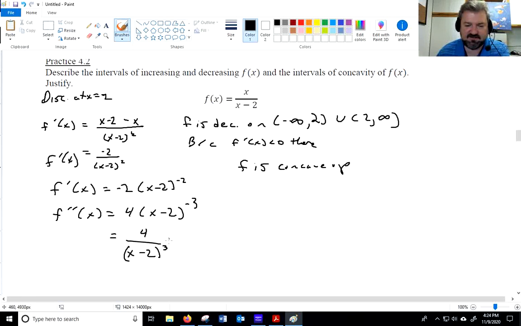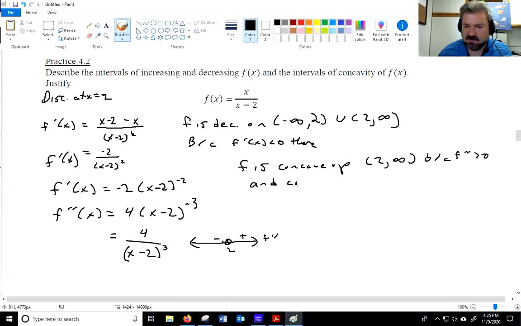Oh, wait, it's not always positive. I'm sorry. This is because this denominator is not always positive. Let's do a little number line. So f double prime, we know we're undefined at 2, right? If I plug in a number like 0, I'll get 4 over a negative number. If I plug in a number like 3, I get 4 over a positive number. So we're concave up on 2 to infinity because f double prime is greater than 0, and we are concave down on negative infinity to 2 because f double prime is less than 0.